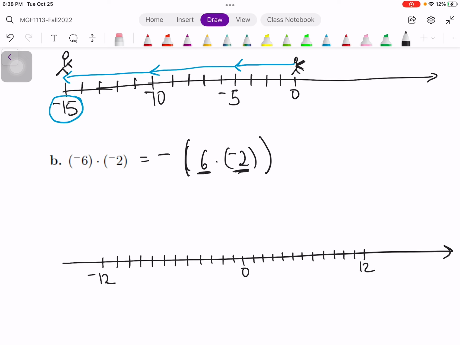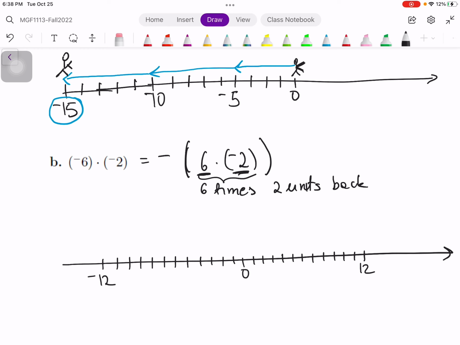So I will go, this inside means 6 times 2 units backwards, which means I start at 0, right? My hands show me the direction I face. I always start facing east. Then I'm gonna go 2 units backwards 1 time, 2nd time, 3rd time, 4th time, 5th time, and 6th time, right? So 6, every time I go -2 and I do that 6 times.